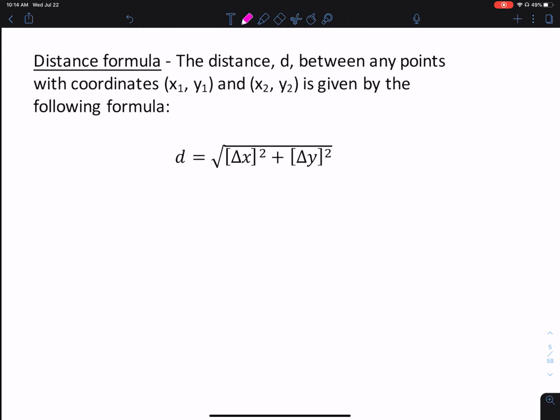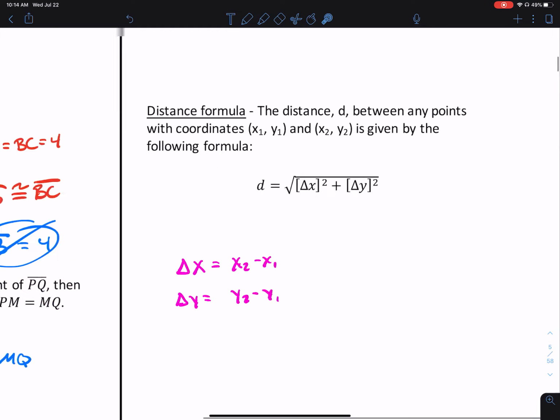So some more symbols. What does this little triangle mean? Well, it's pronounced delta. It's a Greek letter, and it means the change in. So it means you subtract your x values. What's delta y mean? It means you subtract your y values. Subtract your x values and square it, plus subtract your y values and square it. Take the square root of that, and that's going to be the distance between the 2 points.